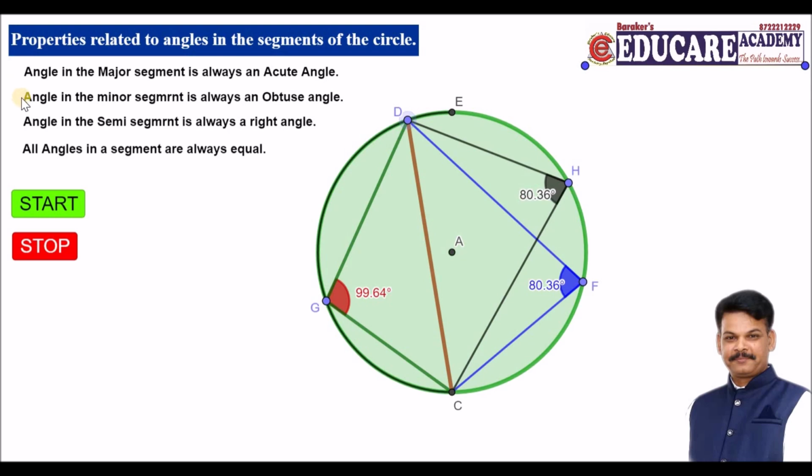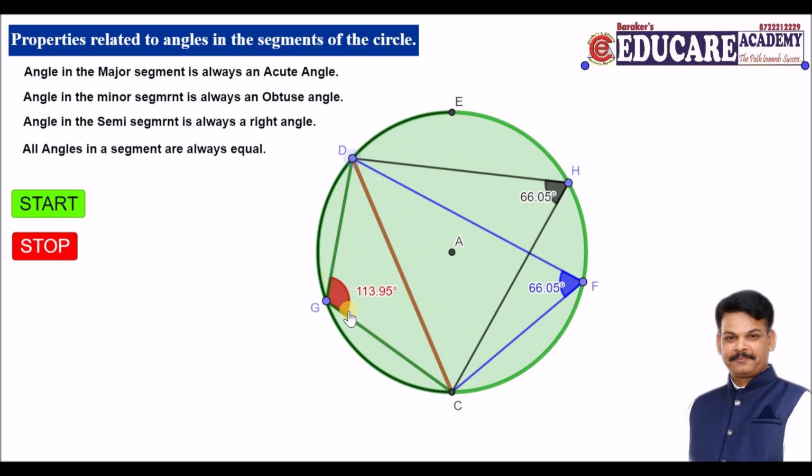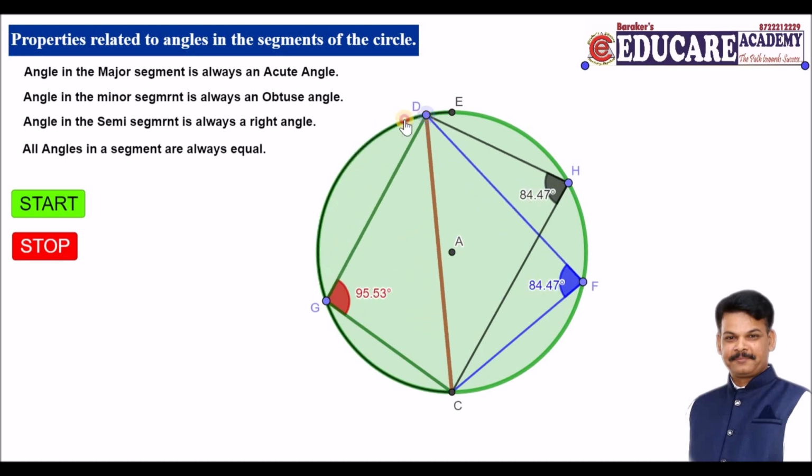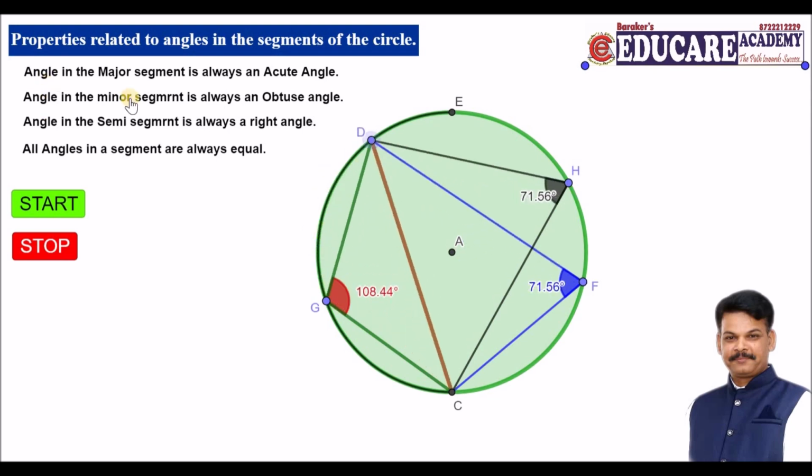Now the second property is: the angle in the minor segment is always an obtuse angle. In the same way, if you create an angle in the minor segment, here the angle CGD is in the minor segment. If you observe this angle, it will always be more than 90 degrees, an obtuse angle. If I change the length of the chord, the angle in the minor segment changes, but it is always more than 90. You can change it in any manner. It is always more than 90 degrees. This is the second property.